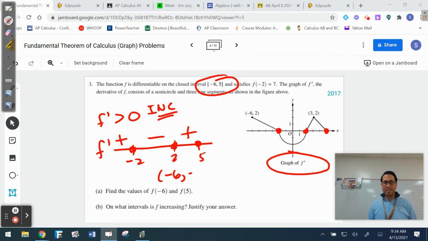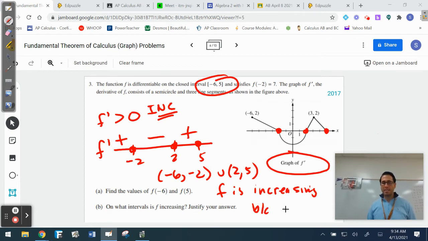So from -6 to -2, f is increasing, and union 2 to 5. And I want to say that on those intervals, f is increasing. Okay, I'll write a little reason out for this one so you guys get really good. Because f prime of x, I should put of x, let's be complete, is greater than 0.